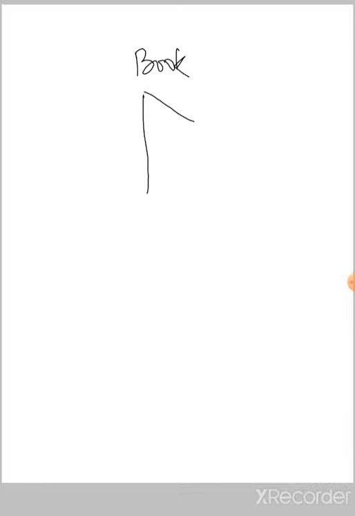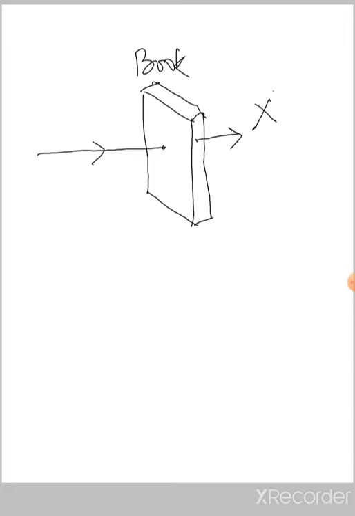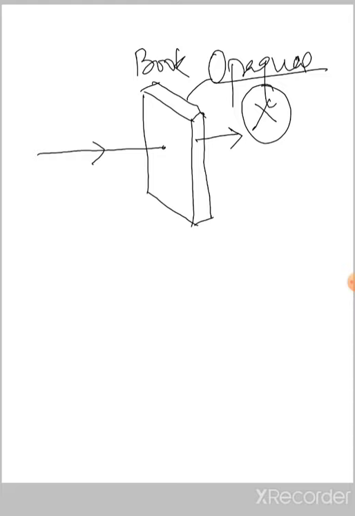Suppose here you have a book, which I placed in a vertical position. A ray of light is striking on it. Do you see the light can pass through this book? No, light cannot pass through this book because this book is opaque, meaning it does not allow the light to pass through it. So this is the first thing that we can see: whenever light falls on an object, it may cut off the light, so it does not allow the light to pass through it.